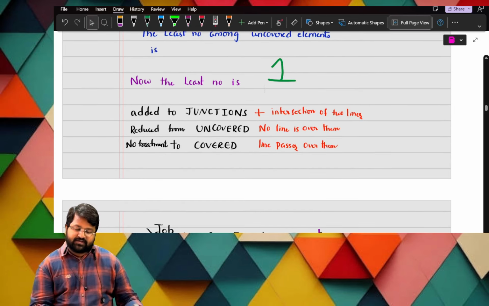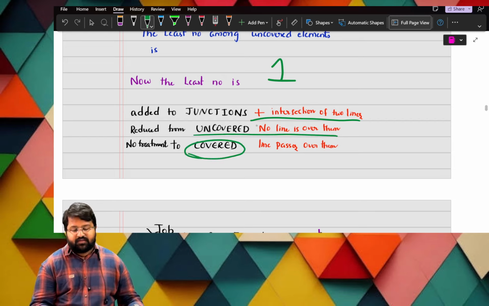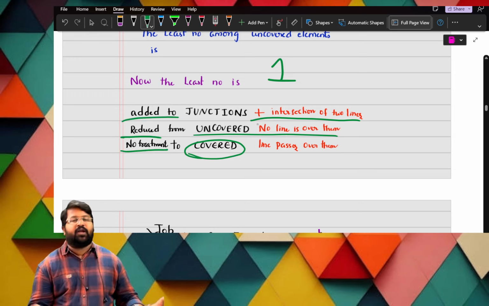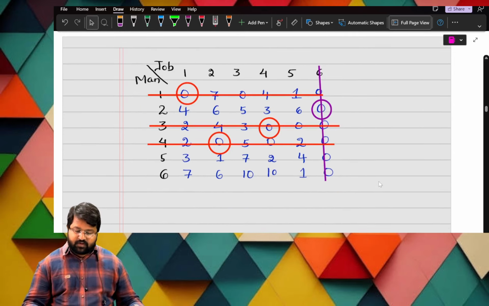I have to add that at junctions and reduce from uncovered. Uncovered numbers I have to reduce. For covered numbers, nothing I have to do. So add them, reduce them, and no treatment for covered numbers. So how will this be done? You see, this is the one.